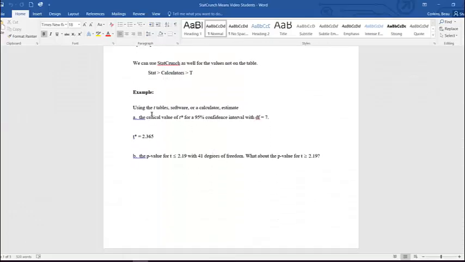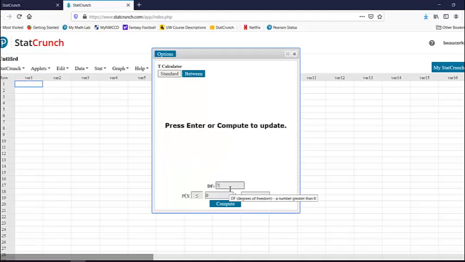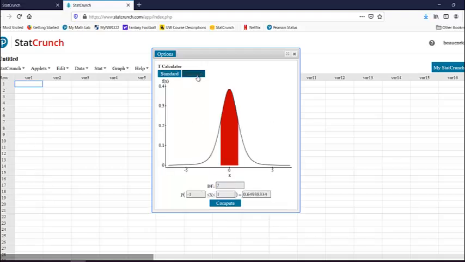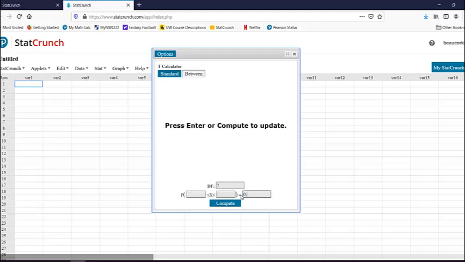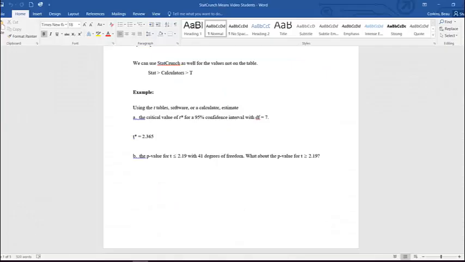So what we want to find specifically, using the software calculator in StatCrunch, is the critical value t star for 95% confidence with 7 degrees of freedom. So 95% in the middle with 7 degrees of freedom, which means the sample size was 8, because degrees of freedom is n minus 1. That gives us negative 2.3646, or what I have written as negative 2.365.